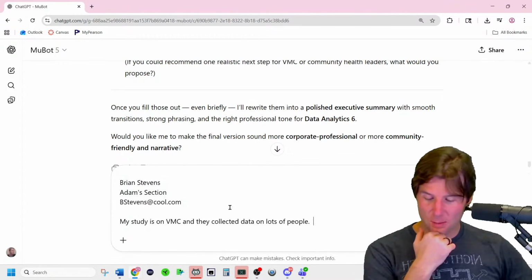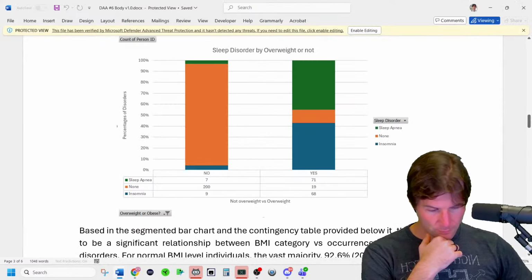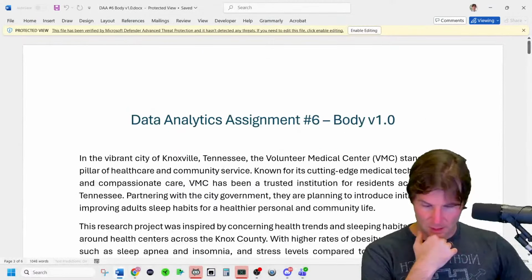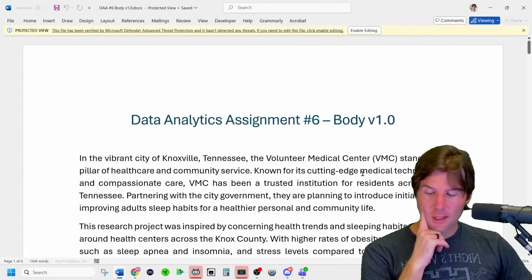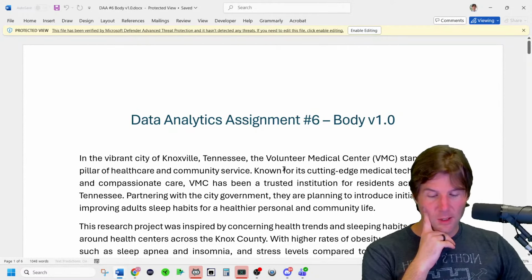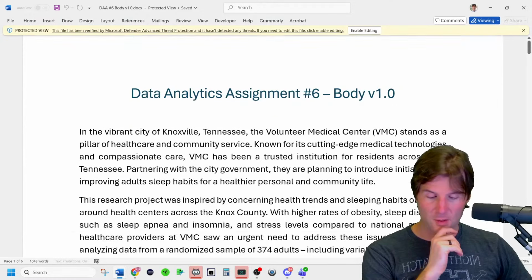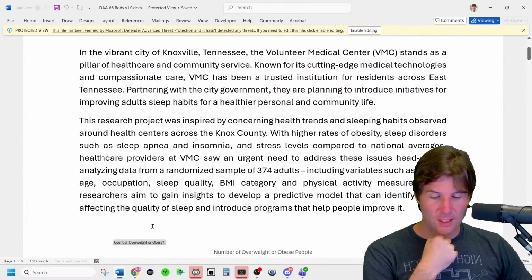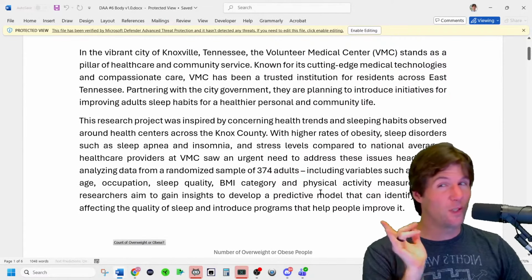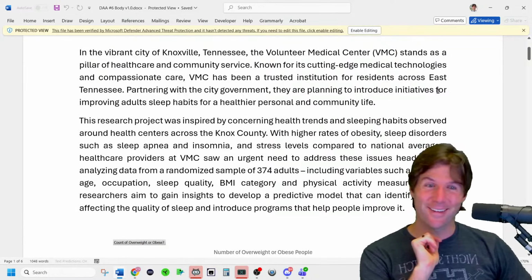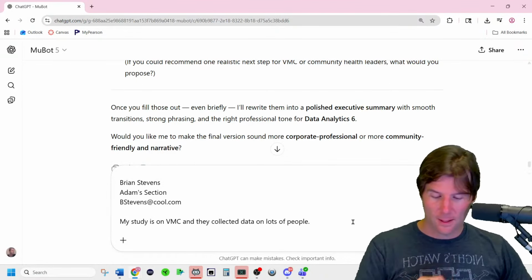Who is? I think it's the name of the company. Here we go. Volunteer medical community stands out as a pillar of the healthcare community, known for its cutting-edge medical technologies. So this is, you want to read this start right here. This is not the start to your executive summary, but it's the who are we. So read it, check it out. Is this making sense, right here?